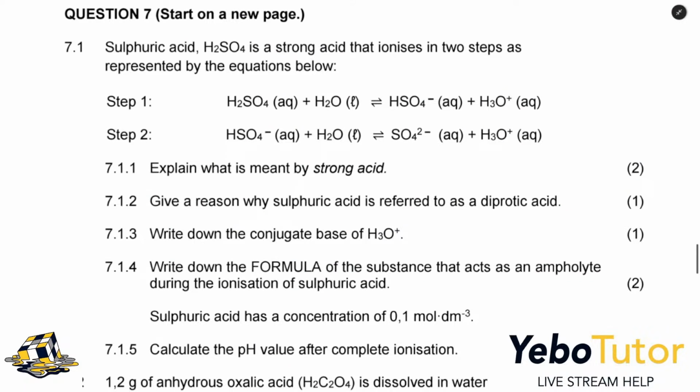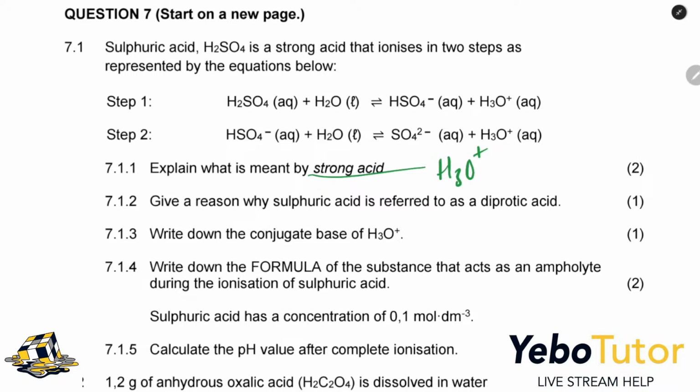Okay, question 7. Sulfuric acid, as we can see, is a strong acid that ionizes in 2 steps as represented in the equations below. This is step 1. It reacts with water, then it produces that and that. Now, what is meant by a strong acid? A strong acid ionizes completely in water to produce a high concentration of hydronium ions, which are written as H3O+.